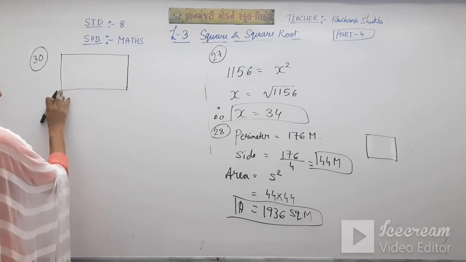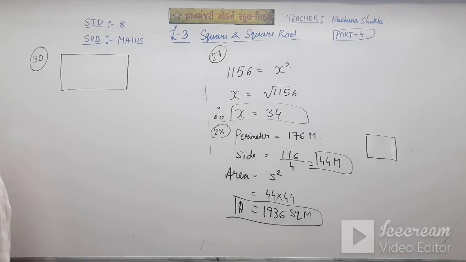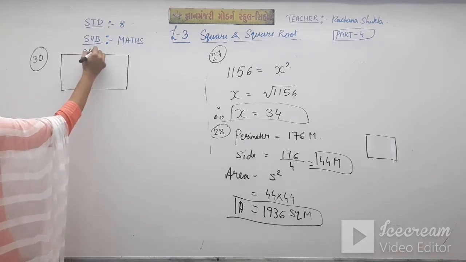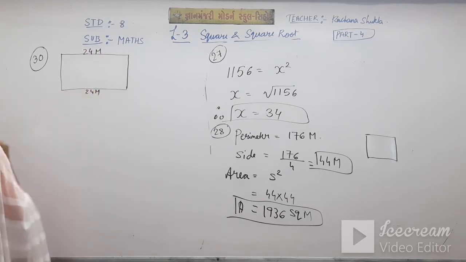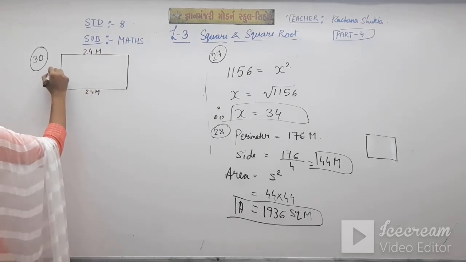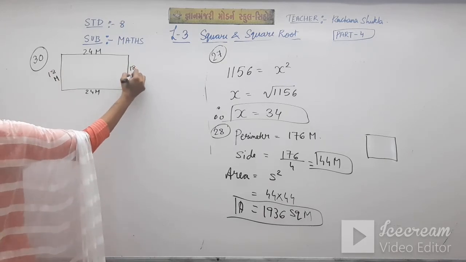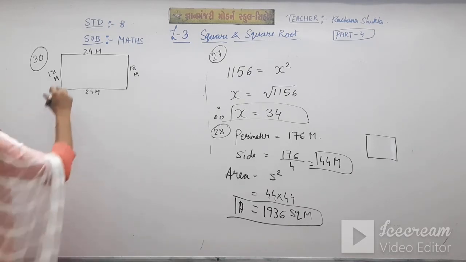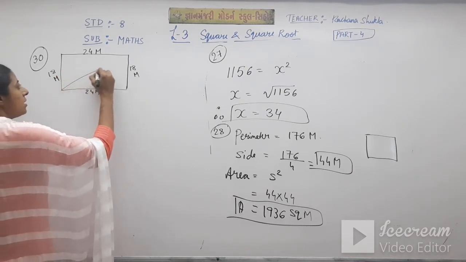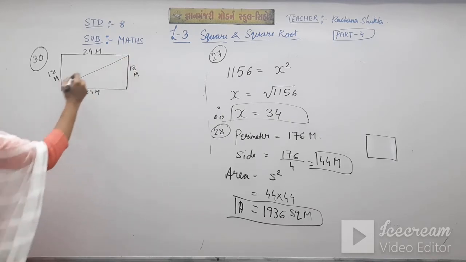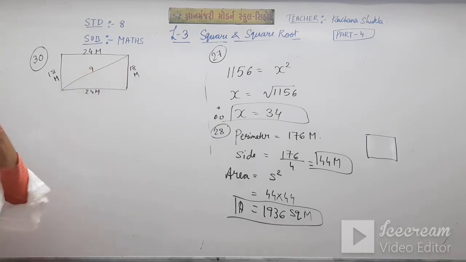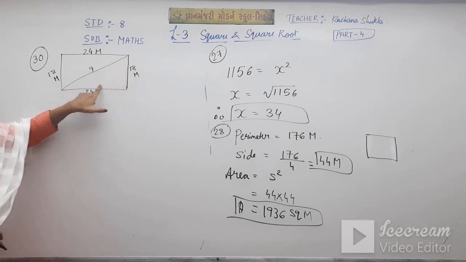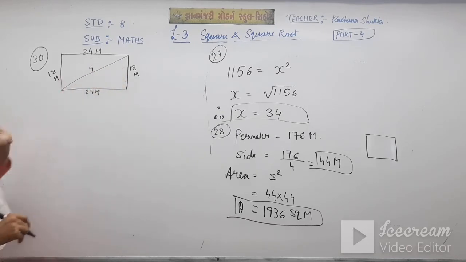It's a rectangle. The length and breadth are given. The length is 24 meter and the breadth is 18 meter. So you have to find out the largest straight line that can be drawn on the floor, and the largest straight line is the diagonal. You have to find out this. So you can see this is a right angle triangle and this is the hypotenuse.